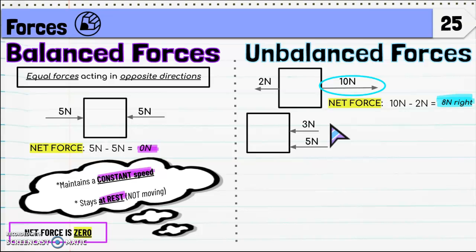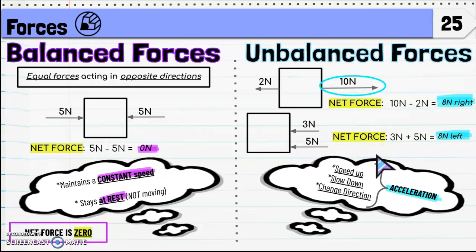In the next example of an unbalanced force, the forces are acting in the same direction. So since they are in the same direction, to calculate the net force, we will add those two numbers together. So we have 3 newtons plus 5 newtons, which gives us 8 newtons, and the direction this object will move is to the left, because if you look at the arrows, they're pointing to the left.